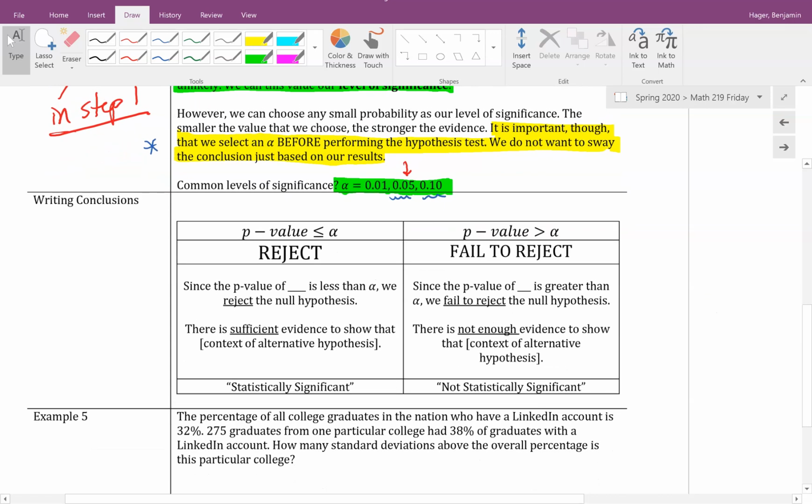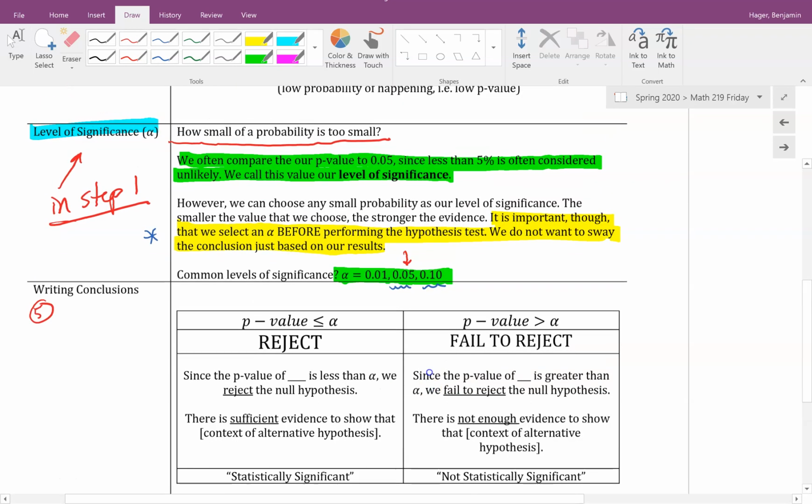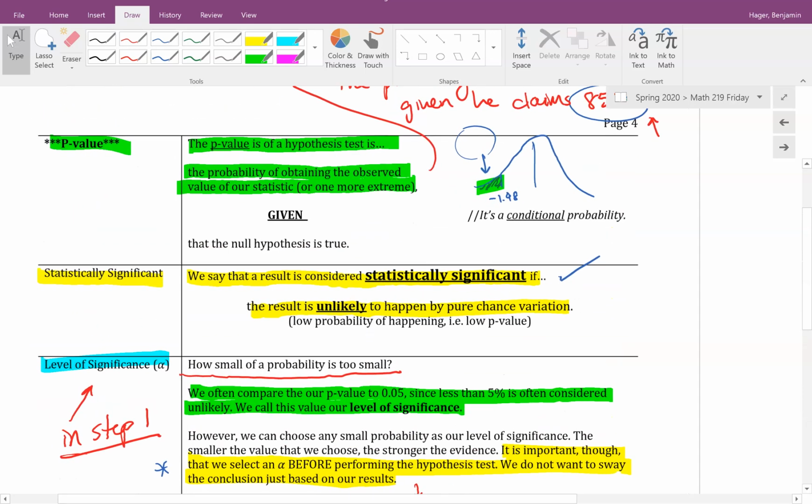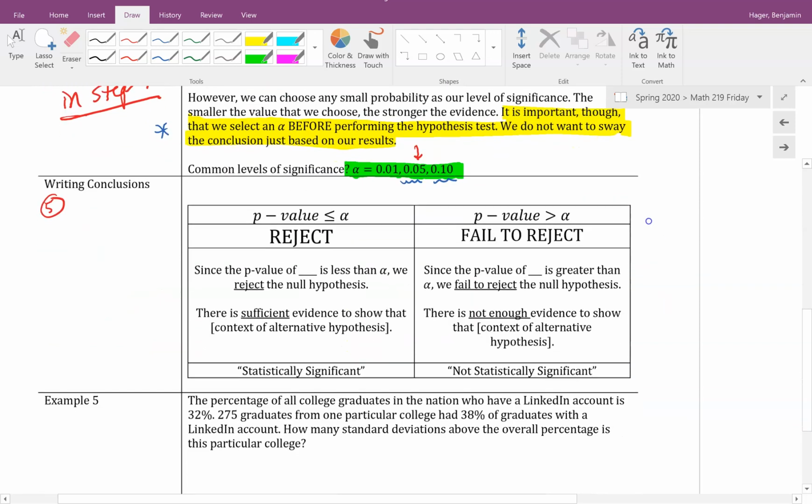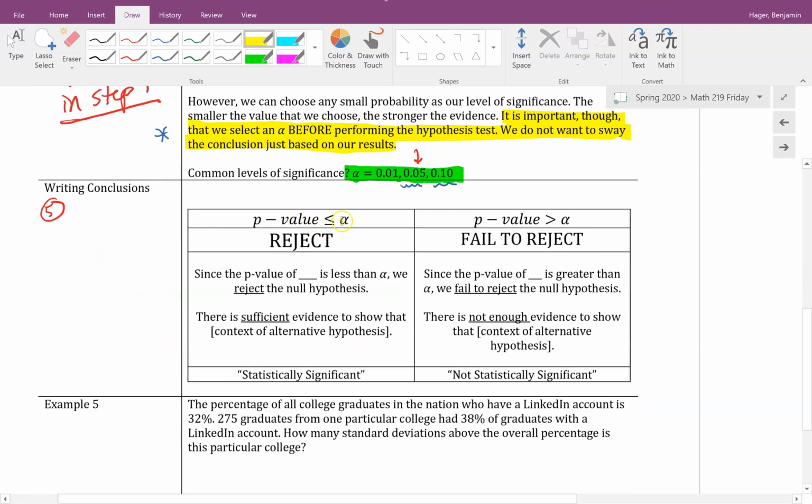Okay, so when writing up your conclusion, this is the last step, step 5. By the way, this up here was step 4, which was to find the z-score and then the p-value. If your p-value is lower than what you're okay with, alpha, again, your level of significance, meaning the probability that the data would come out the way it did based on the claim is lower than what you're comfortable with, then we reject the original claim. So since a p-value of whatever percent is less than alpha, we reject the null hypothesis.